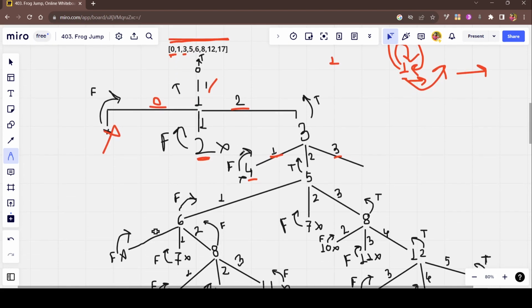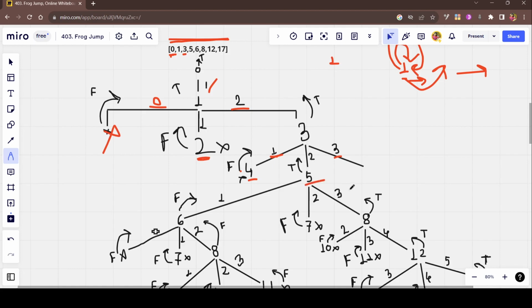So the frog is not safe. So I will return false. That frog is not safe. I cannot go forward after the fourth position because I am now on water. If I jump after 3, if I jump 1 unit, I am in the water. So a 1 unit jump is not possible. If I jump 2 units, so 3 plus 2, 5.